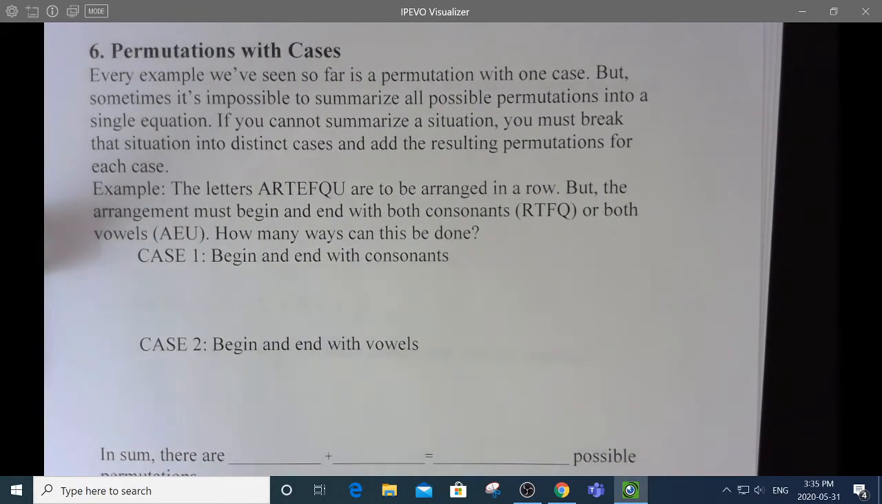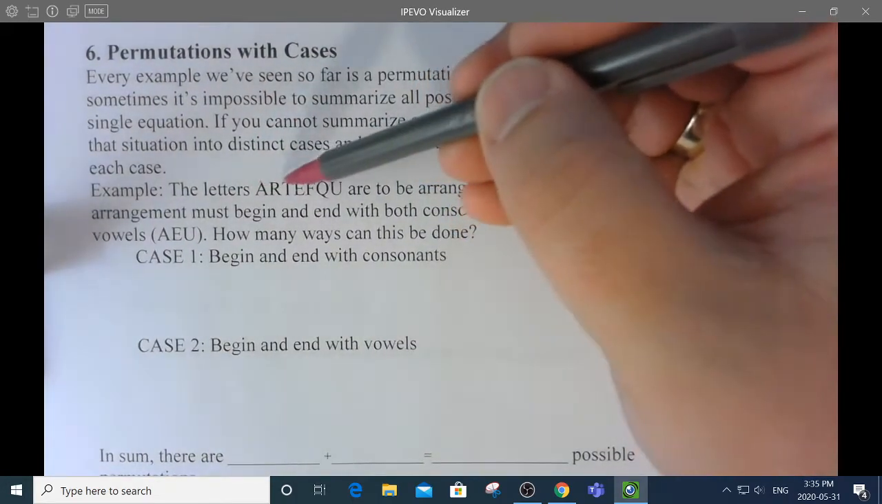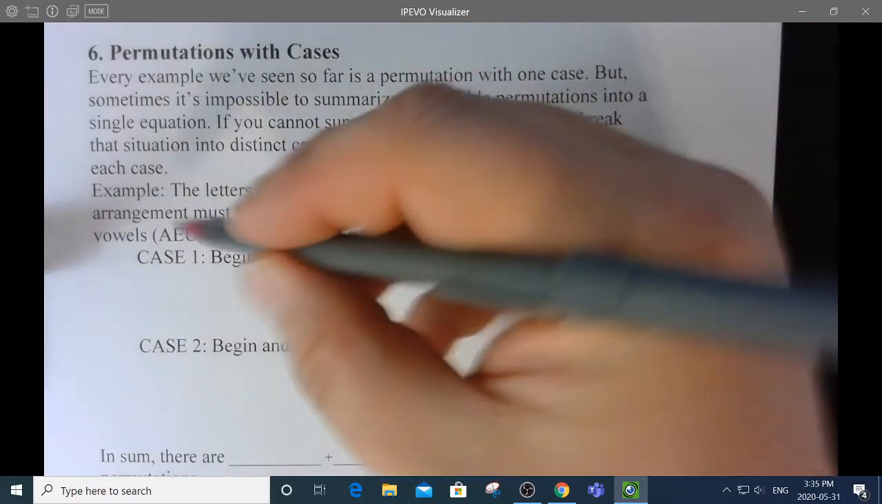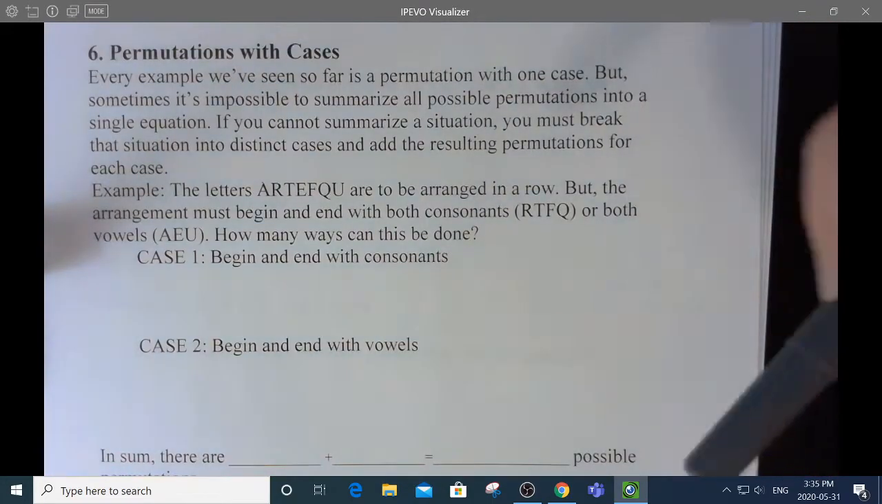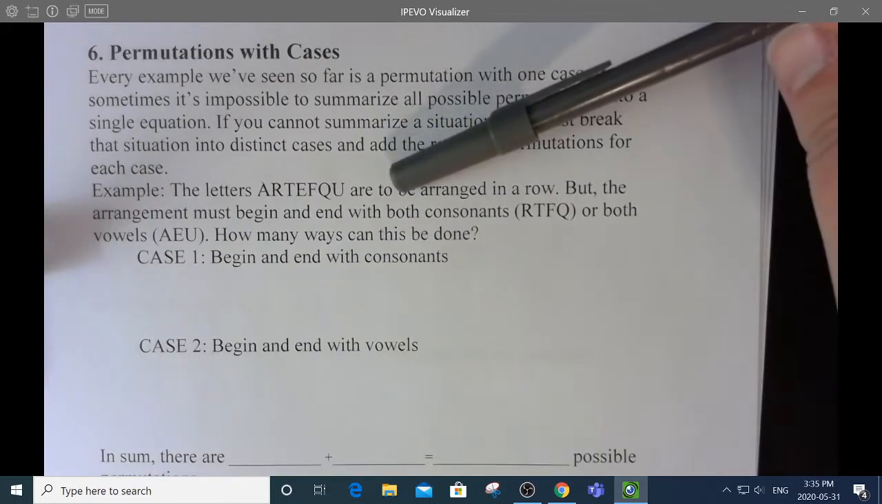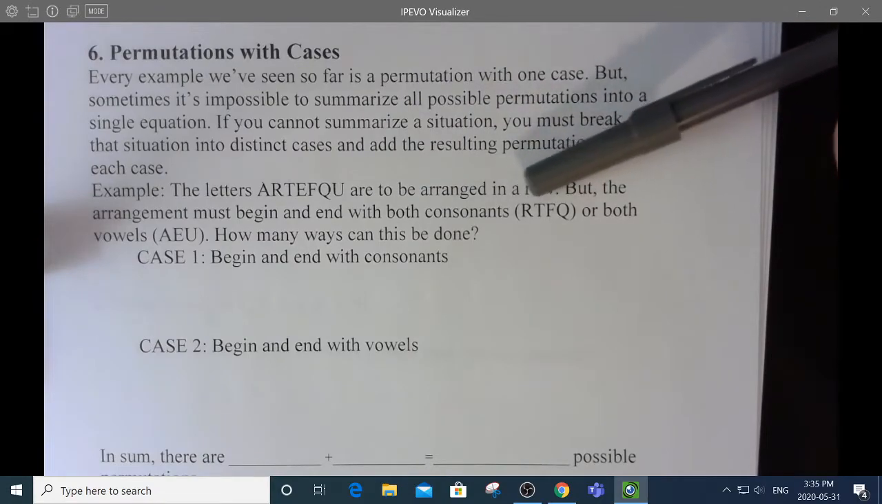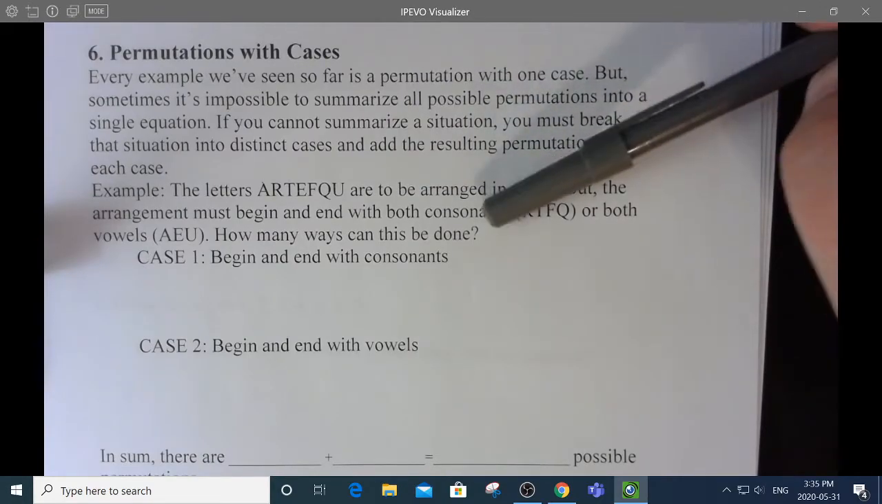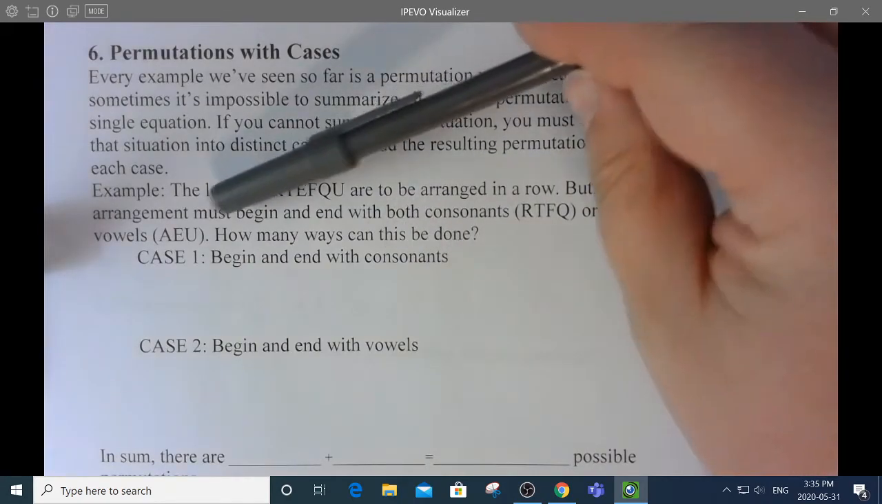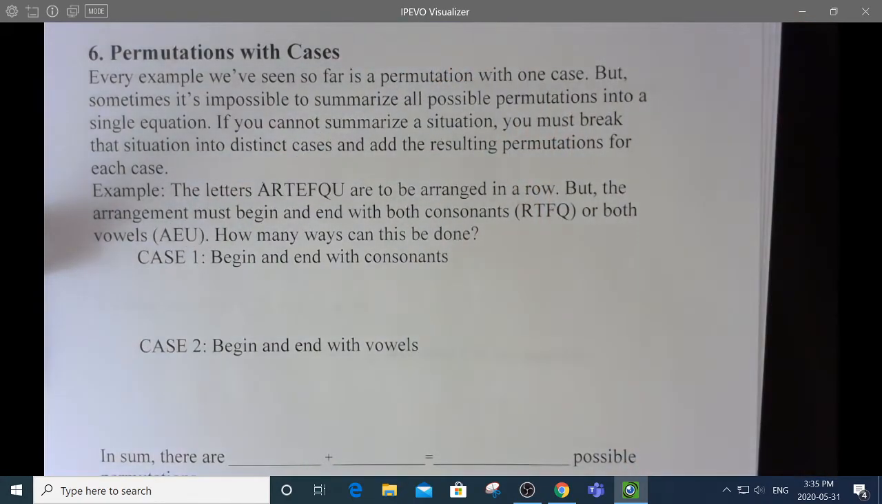each case. Example, I have the letters A, R, T, E, F, Q, U, and again, think of them as being Scrabble tiles. And I have to put them in a row on my little wooden block that I put the Scrabble tiles in the game. But the arrangements must begin and end with either both consonants, so it's either R, T, F, and Q at the front and back, at the left and right, or it has to be front and back both vowels, and the 3 vowels they give us are A, E, and U.